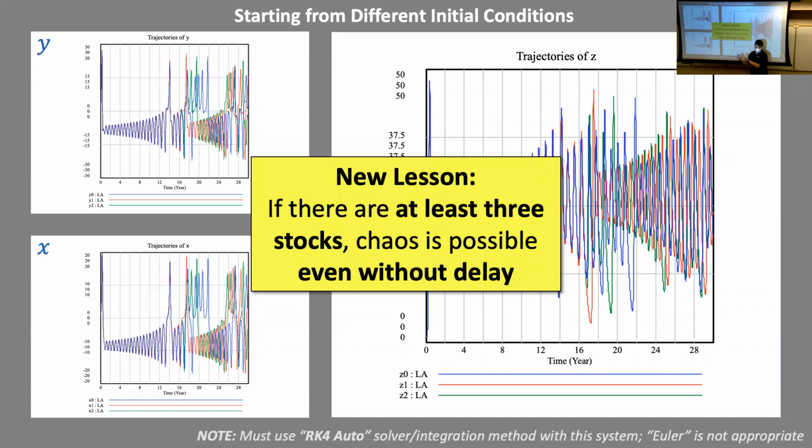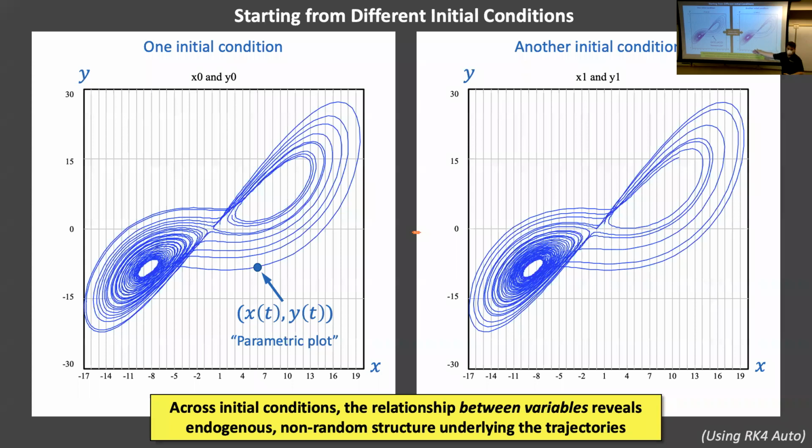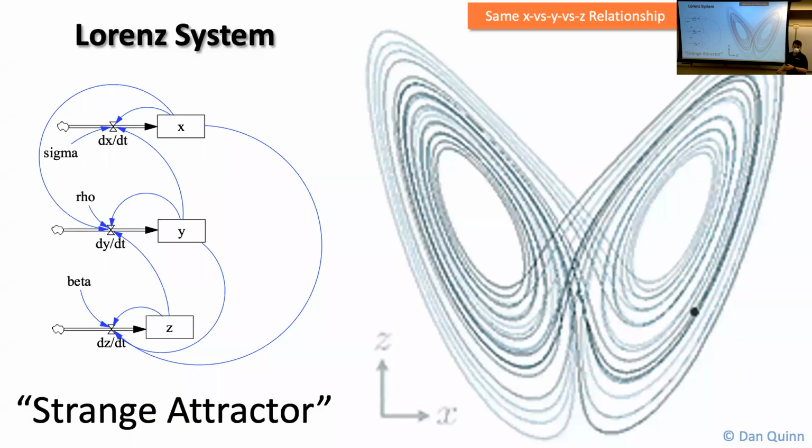But because there is structure, an endogenous structure in the system driving this, if I plot X versus Y, even with different initial conditions, I get the same pattern. And I can even plot in 3D all 3 stocks, X versus Y versus Z.